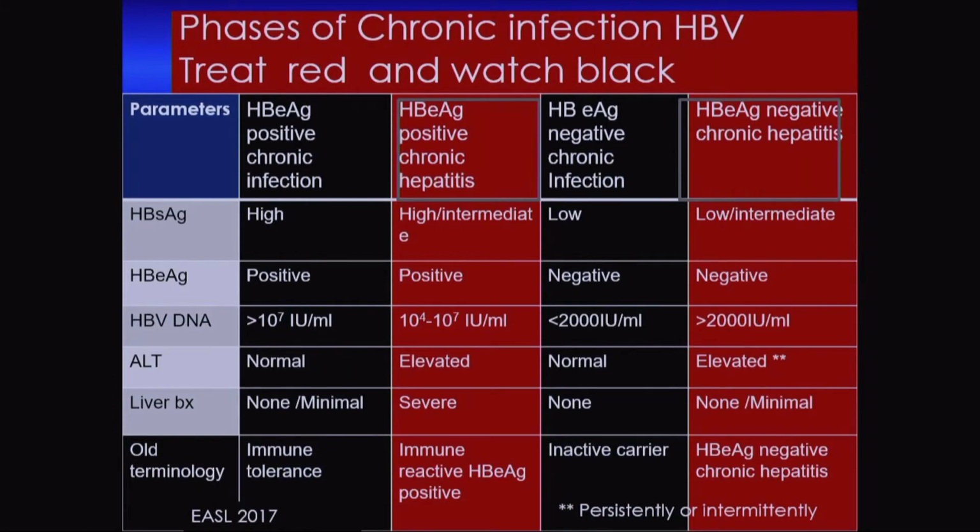EASL has made it simpler and just said, you call it hepatitis when the transaminases are elevated and the liver biopsy is abnormal, and you call it infection when the ALT is normal and the liver biopsy is normal. So the terminologies are now simpler and you only have to treat the red column. So you treat only disease, you don't treat the infection.